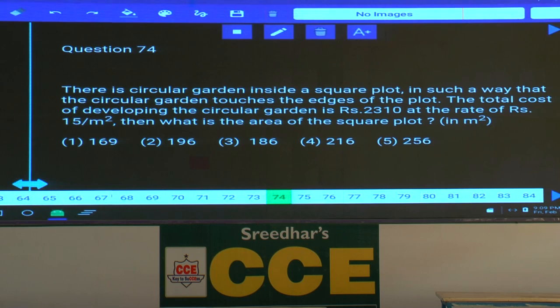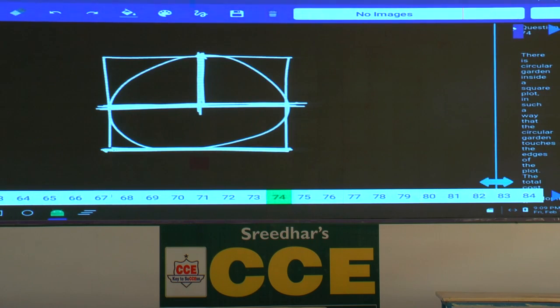The question asked is the area of the square plot. I don't need the other information at all. You know the radius of the circle should be what multiple? So radius can be 7 or a multiple of 7, you are saying. Can you tell me the multiples of 7? 7, 14, 21, like that. These can be values for the radius.